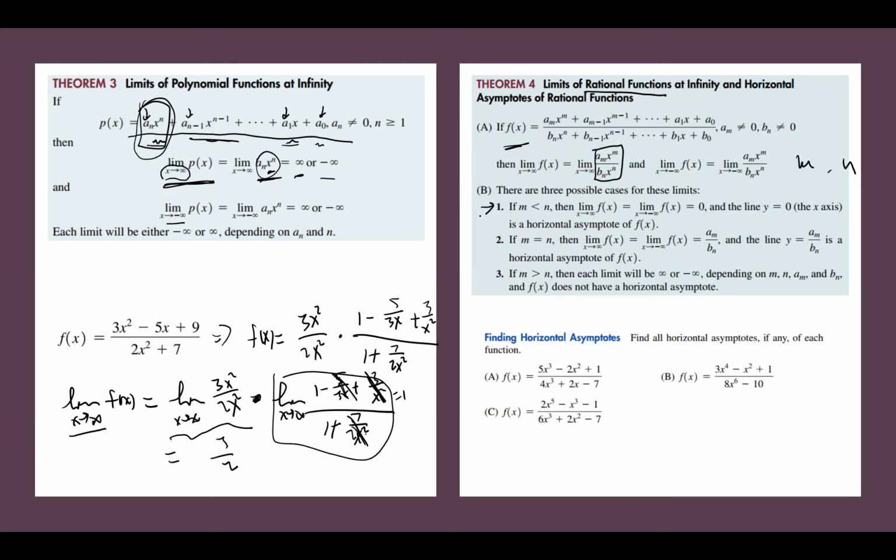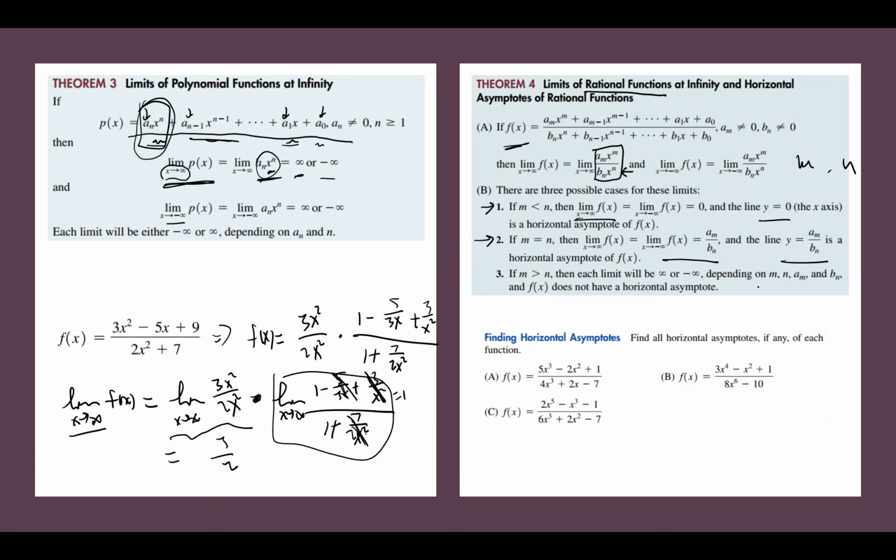First one, what if n is the bigger one? So we have the denominator, which is the dominating term. If that's the case, then the denominator grows faster than the numerator. So that makes, of course, f(x) go to 0 because the denominator grows faster, right? And then this line is our horizontal asymptote. On the other hand, when both are equal to each other, then we can just cancel them out. So this is our horizontal asymptote.